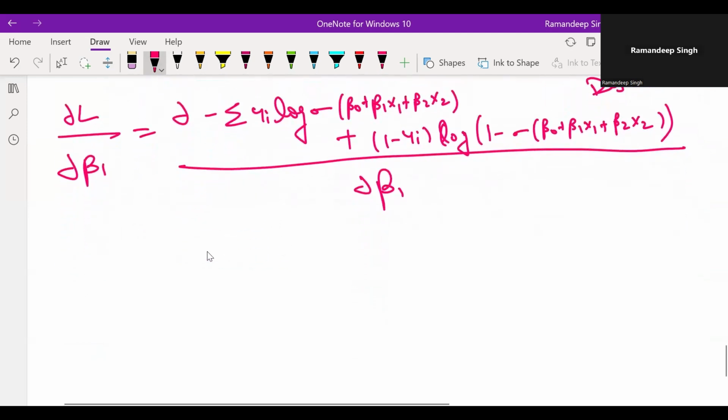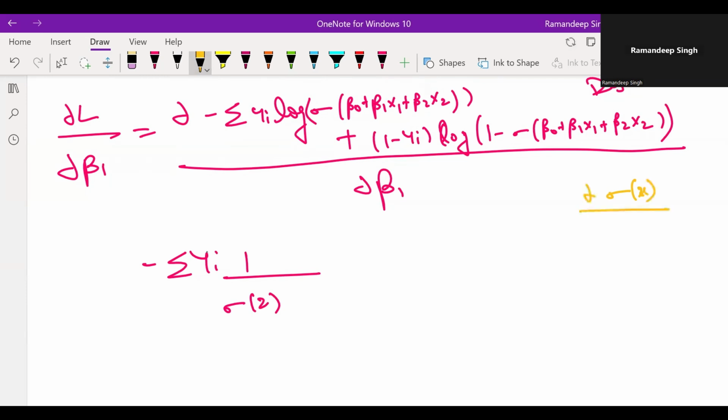So if I proceed with the derivative, it will be minus yi, and the derivative of log x is 1 by x, so it will become 1 upon sigmoid of z. And mind it, the derivative of sigmoid of x with respect to x is sigmoid of x times 1 minus sigmoid of x. Yeah, it is not plus, it is multiply, right?